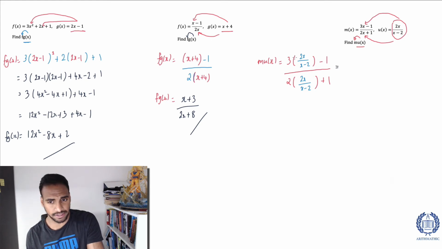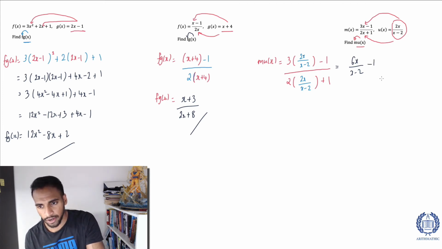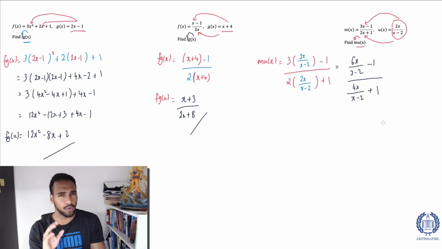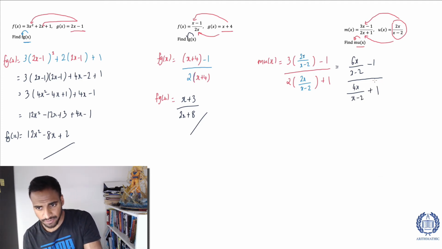So first, this bracket means times, so I'm going to do 3 times 2x, which is 6x, over x minus 2. Remember, do not times the 3 by x minus 2. You can't do that. You only times the 3 by the numerator, right? And then we have minus 1 over, let's do the same thing on the bottom, 2 times 2x, which is 4x, over x minus 2, plus 1.